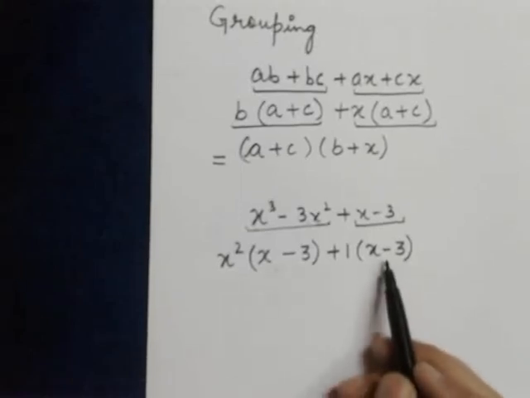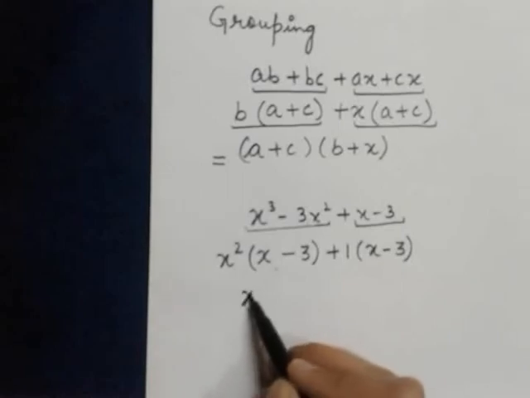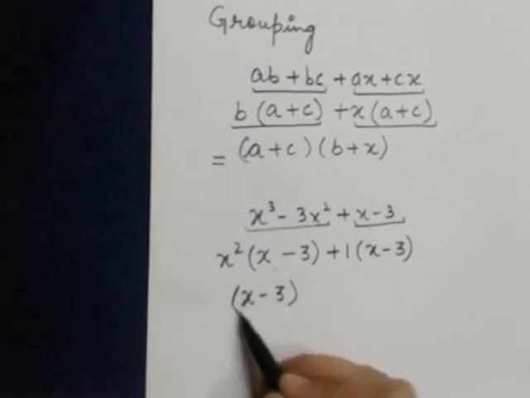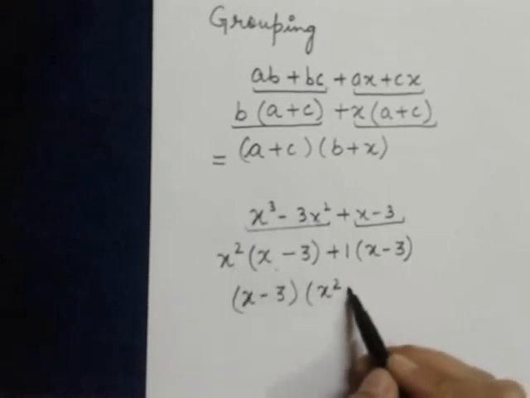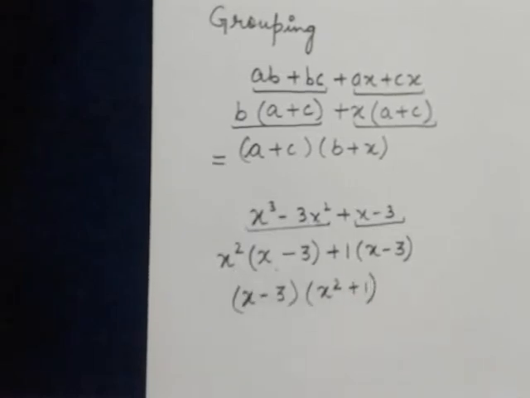X minus 3 is present in both the terms. So x minus 3 is taken out as a common factor, and x square will be left in the first term and 1 will be left in the second term. So this is the factorization for the given expression.